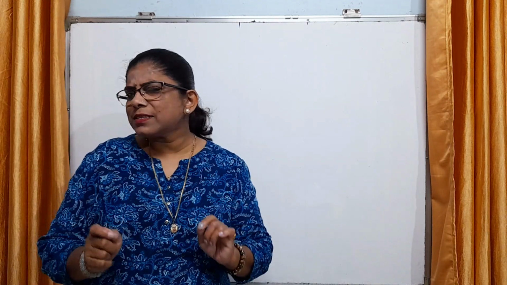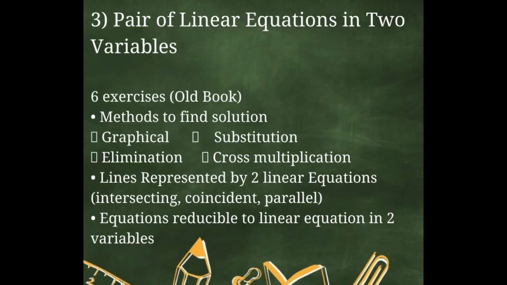And these 6 exercises were based on the graphical method to find the solution of these equations, how the lines representing these two linear equations are, whether they are intersecting, coincident or parallel. Then substitution method, elimination method, cross multiplication method to find the solution of these equations. And one more thing was equations reducible to the pair of linear equations.